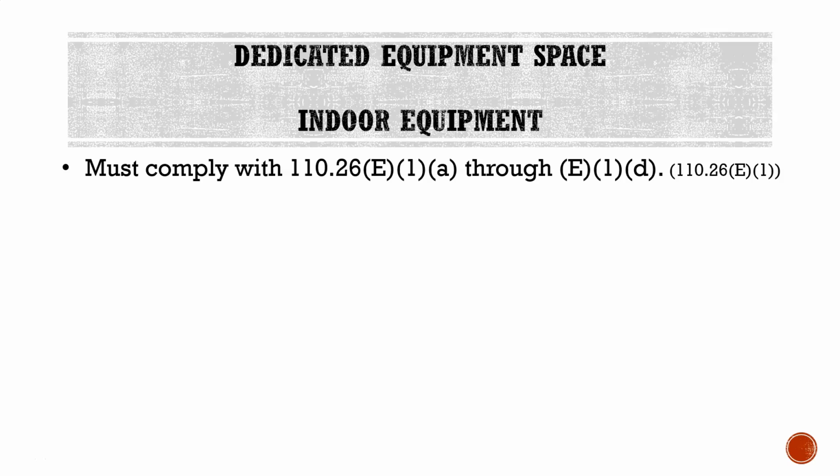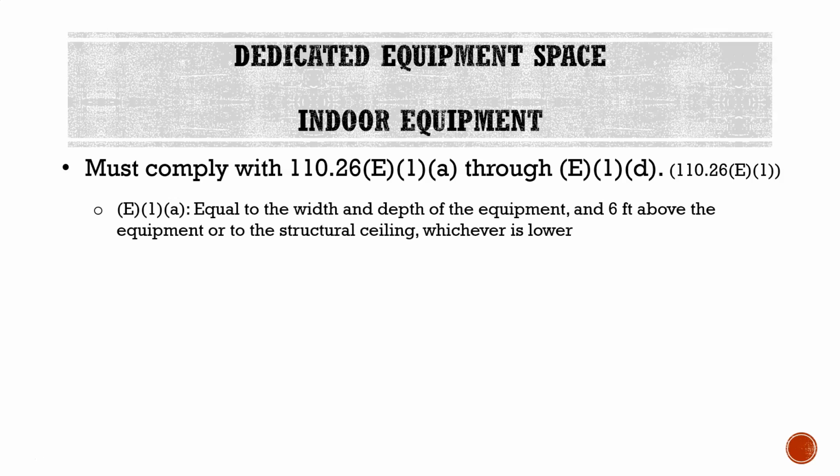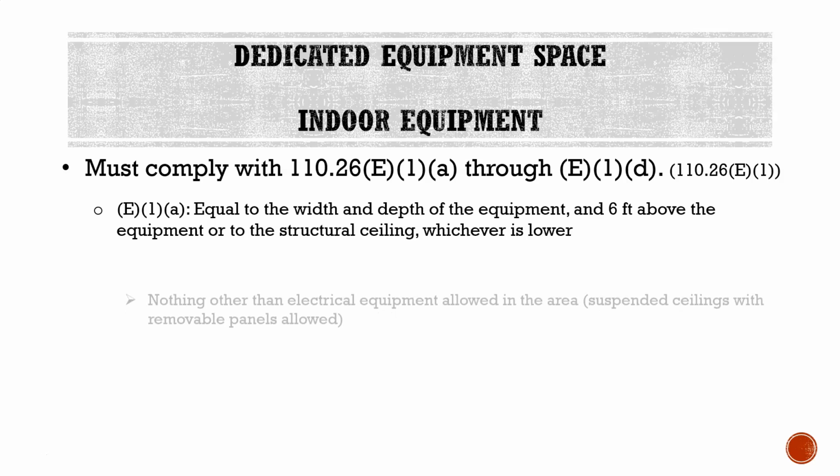Taking a look, first of all, at indoor equipment, once again, 110.26(E)(1). Indoor equipment spaces must comply with 110.26(E)(1)(a) through (E)(1)(d). So that's going to be 4 separate requirements for the dedicated space for indoor equipment. (E)(1)(a) tells us, and this is once again talking about the dedicated space now, so this is where the equipment is actually going to sit, where it's going to be physically located, must be equal to the width and depth of the equipment and 6 feet above the equipment or the structural ceiling, whichever is lower. In other words, we need to have enough space there to actually physically set the equipment.